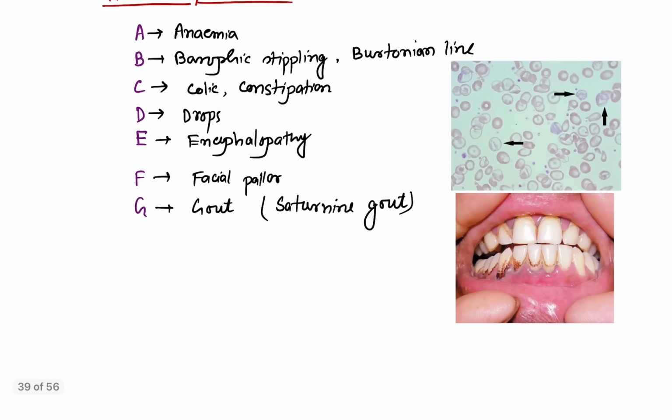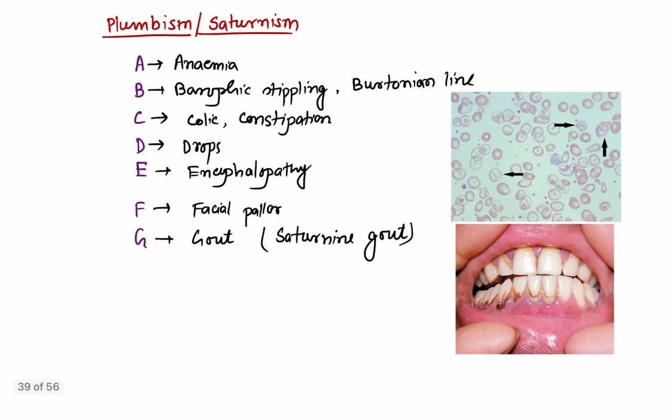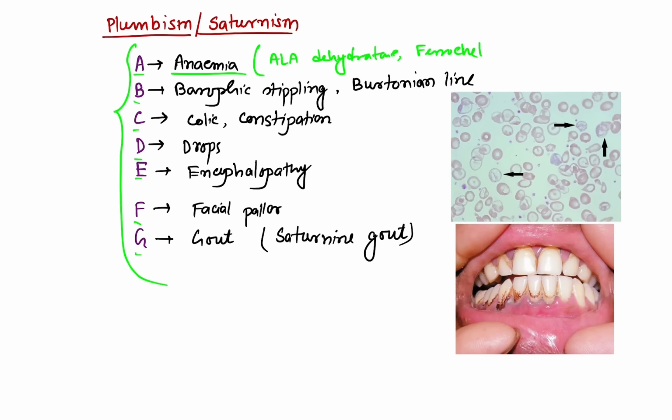So let's learn something about lead poisoning, also known as plumbism or saturnism. As all of you know, the popular mnemonic A, B, C, D, E, F, G. A for anemia. This anemia is because of inhibition of two enzymes, as I have told you. One is ALA dehydratase and another is ferrochelatase. So because of inhibition of these two enzymes, there is decreased hemoglobin synthesis leading to anemia.